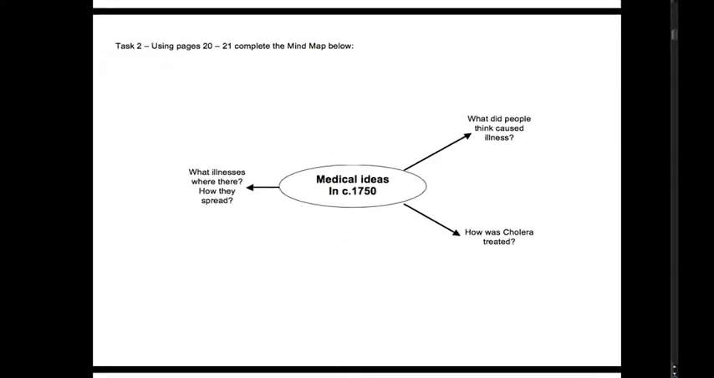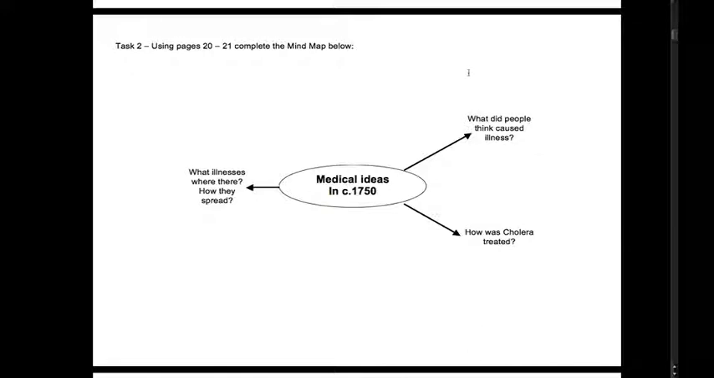Task 2, using the textbook. Complete the mind map below. What illnesses and how were they spread? Ideas like cholera and typhus. What did people think caused these illnesses? It's going to be remarkably similar to the work that you studied in previous booklets from the Renaissance.